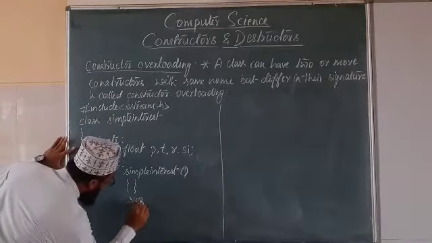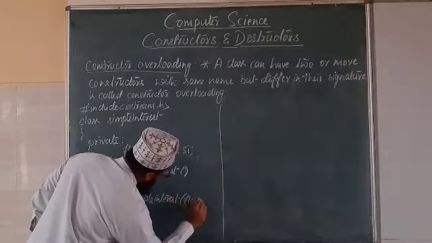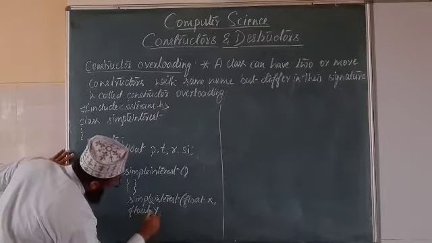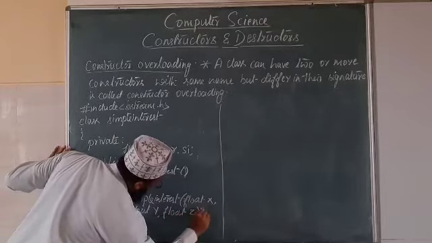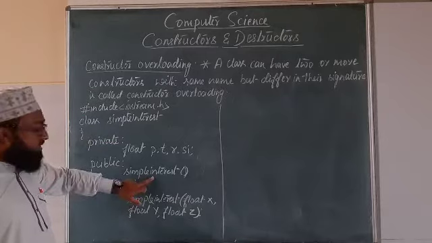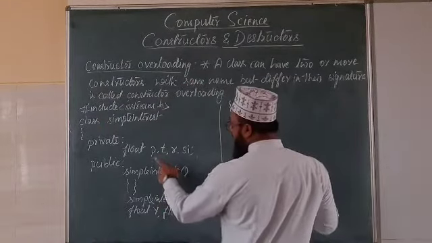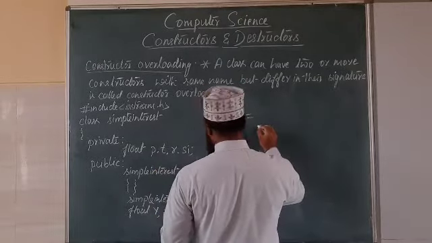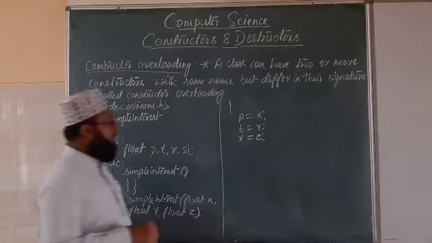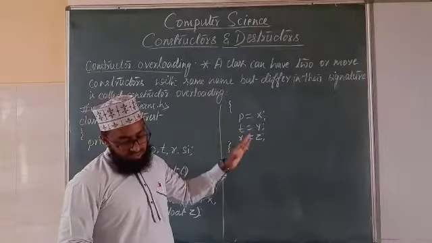Simple interest, then float x, comma, float y, then float z. Like this, this is the constructor and this is the overloaded constructor. After this, we assign p equals x, then t equals y, then r equals z. We have assigned p, t and r: p equals x, t equals y and r equals z.